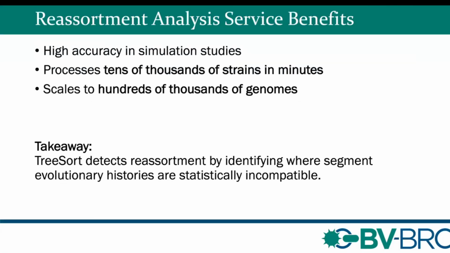This service is really accurate in simulation studies and really quick. It processes tens of thousands of strains in minutes, so this is not something that you'll run and have to check back in hours. It'll run in minutes, and that's true on the BV-BRC, and it's scalable to hundreds of thousands of genomes. The takeaway from all of that is TreeSort detects reassortment by identifying where segment evolutionary histories are statistically incompatible.